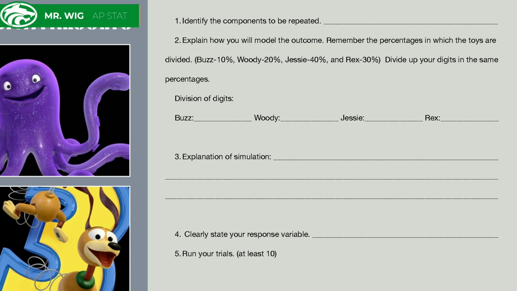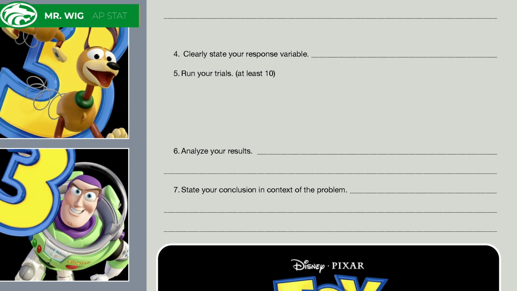The response variable. Well, it was the original question. How many boxes of cereal do I need to open up on average before I'm going to collect all of my prizes? And so you want to tell me exactly how you're going to do this. In part 5, I'm going to run through my random number table, and I'll show you an example of that in just a minute.